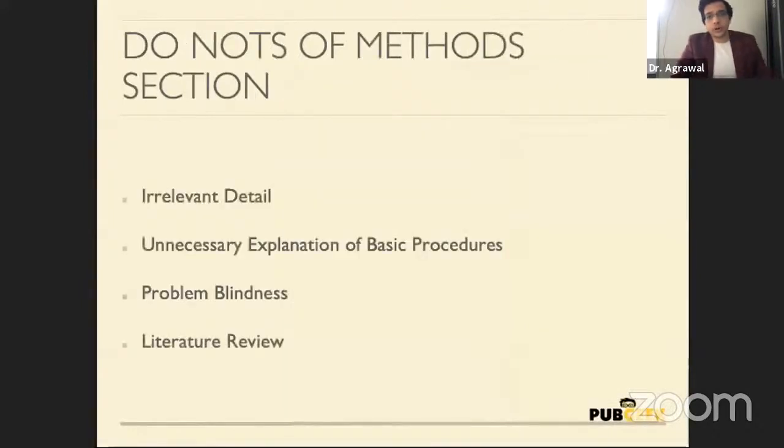So some do nots of the methods section. Do not go into irrelevant detail. The methodology section of the paper should be thorough but to the point. Don't provide any background information that doesn't directly help the reader to understand why a particular method was chosen, how the data was gathered or obtained, and how it was analyzed. Don't unnecessarily explain some basic procedures. Remember that you're not writing a how-to guide about a particular method.